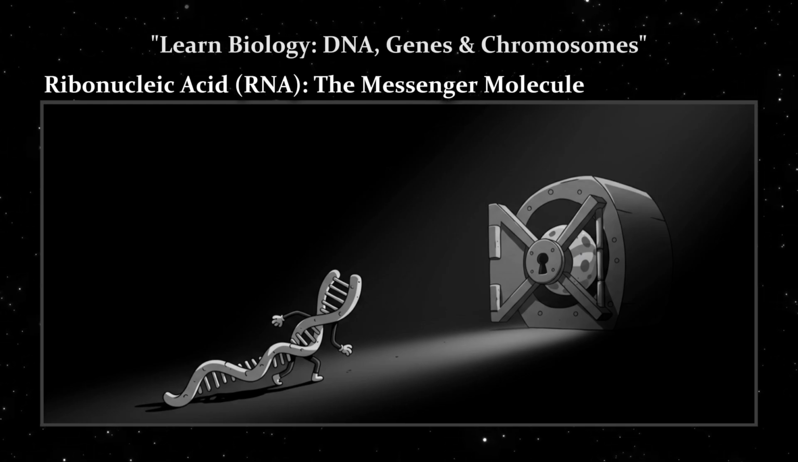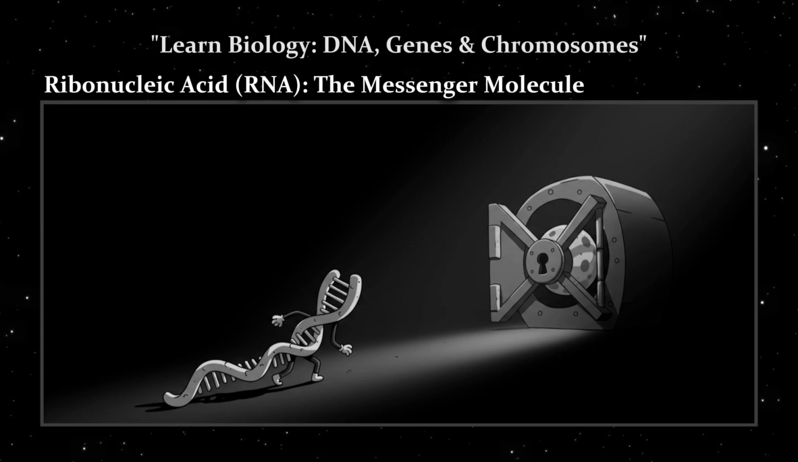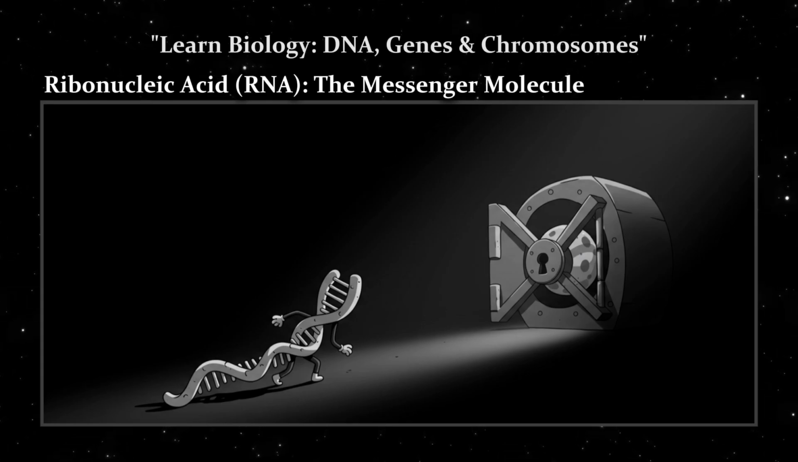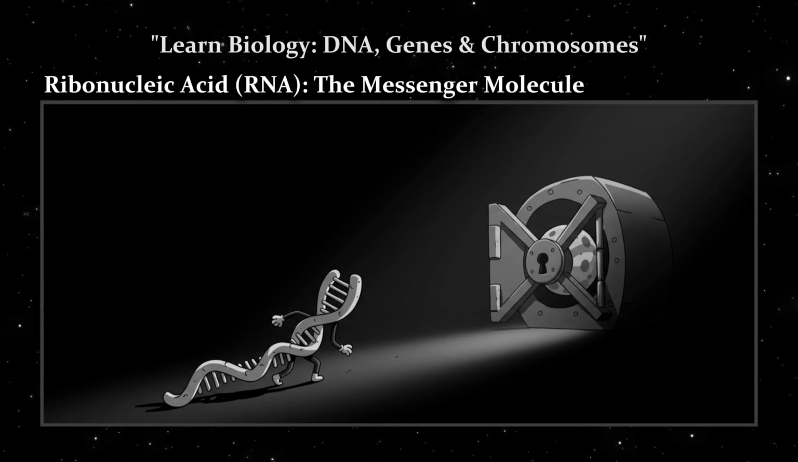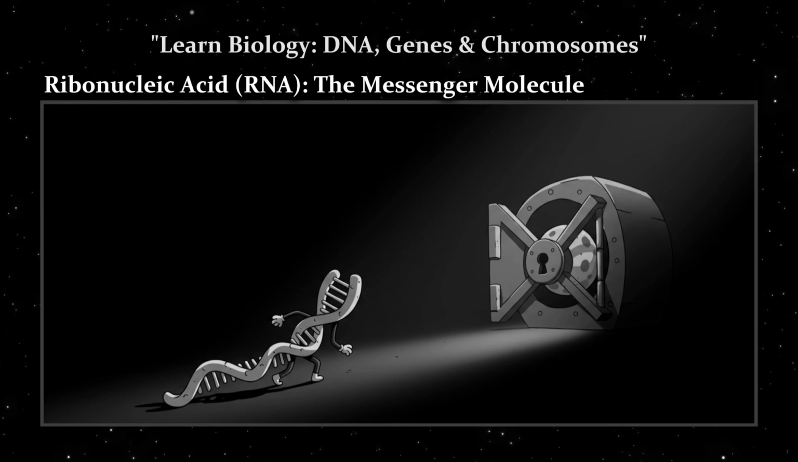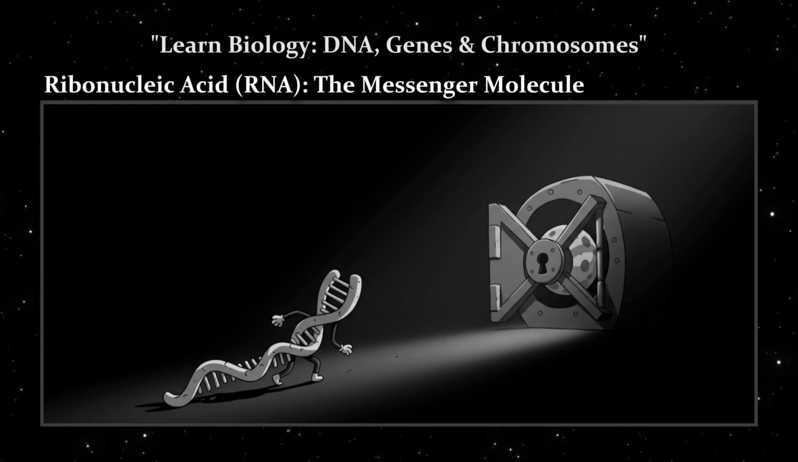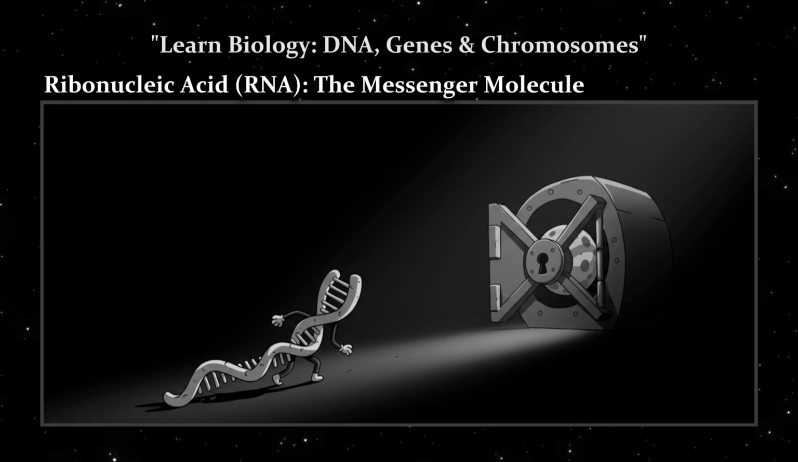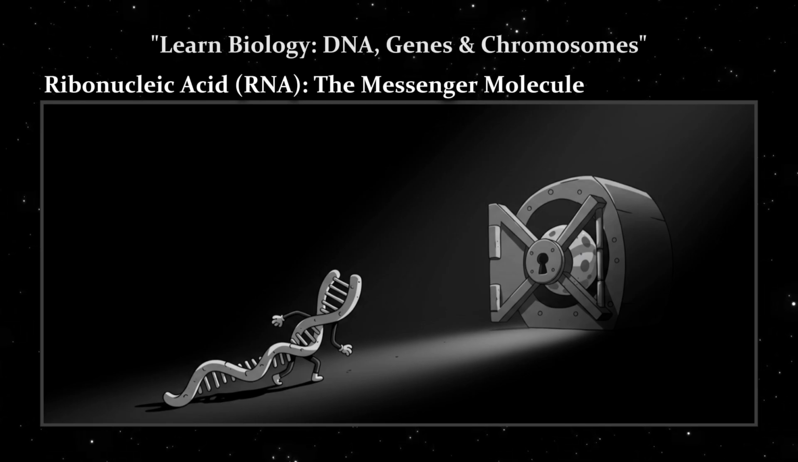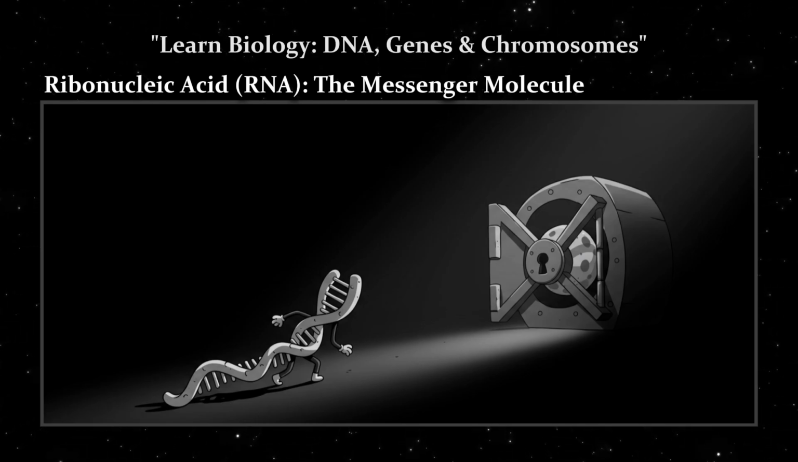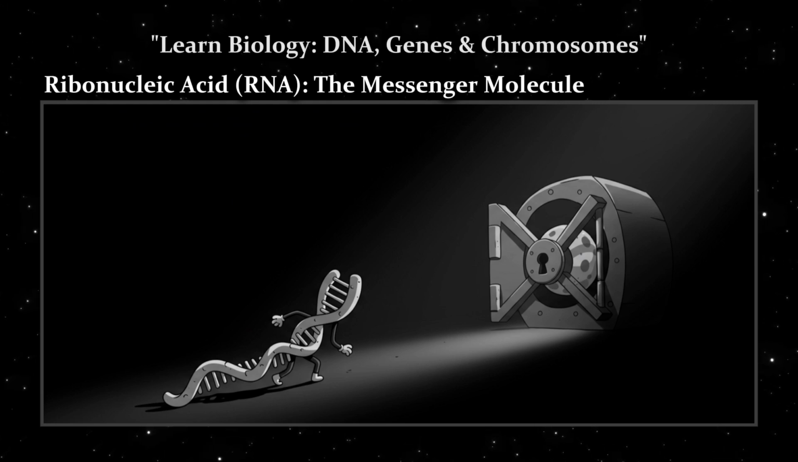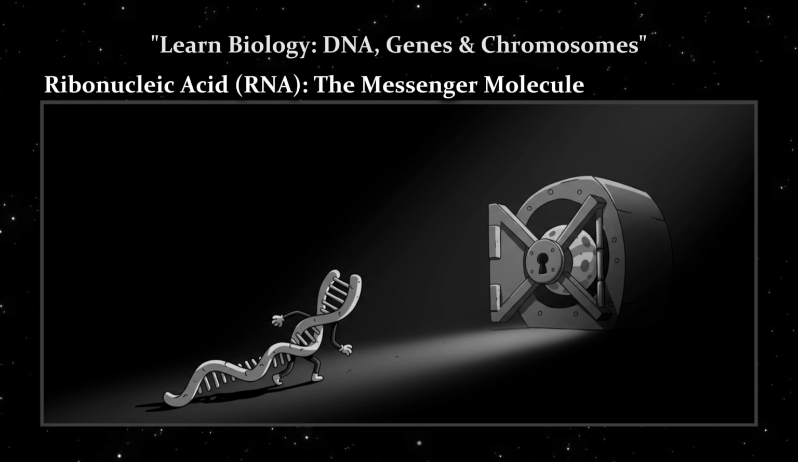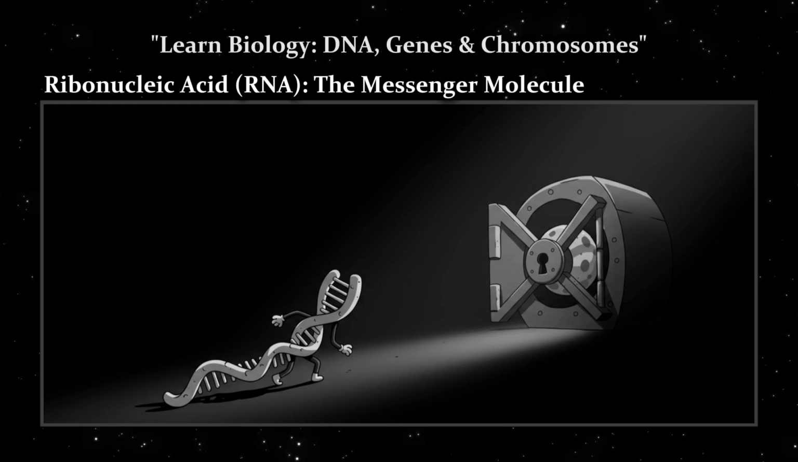Third, there is ribosomal RNA, rRNA. This is the most abundant type of RNA in the cell, and perhaps the most surprising. Ribosomal RNA, along with a few proteins, forms the physical structure of the ribosome itself. The ribosome, our factory, is not just made of protein. It is, in fact, mostly made of RNA.